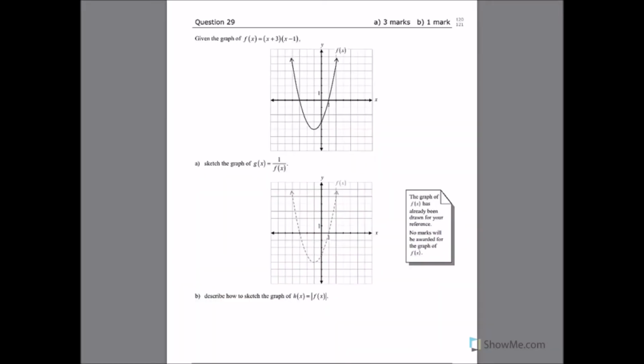Quick 3 marks. Question 29. We have a graph, and you can see the two zeros are at 1 and -3. Sketch the graph of 1 over f of x. I think the easiest way to do the 1 over graphs is to keep the points where y is 1, so y is 1 there, and also put vertical asymptotes through the zeros. This is going to get a little messy because I didn't zoom in enough, but it should look like that.